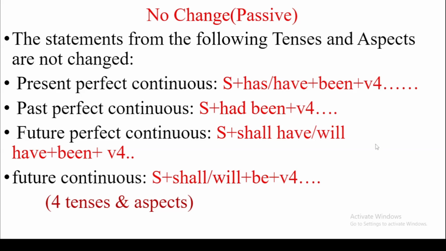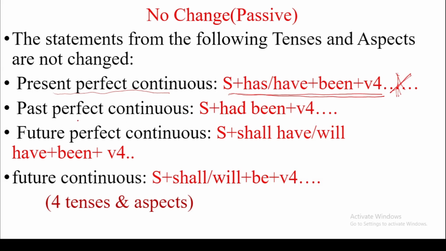Now let's talk about the cases of no change into passive voice. The first rule is that sentences from the following tenses and aspects are not changed. If the sentence is in present perfect continuous, it means if a sentence has a structure of subject plus has/have plus been plus verb-ing, there is no passive. This sentence structure cannot be changed into passive structure.